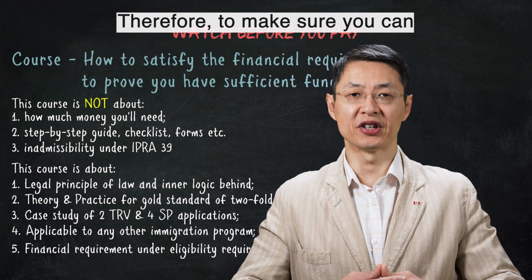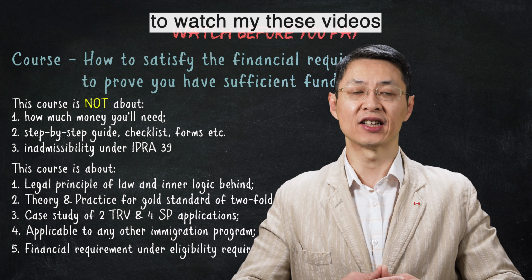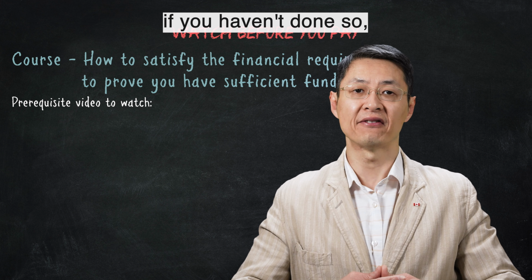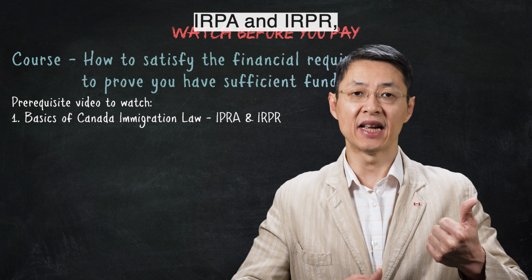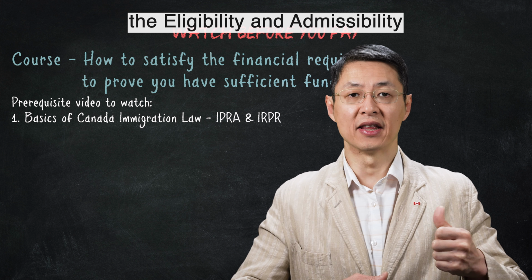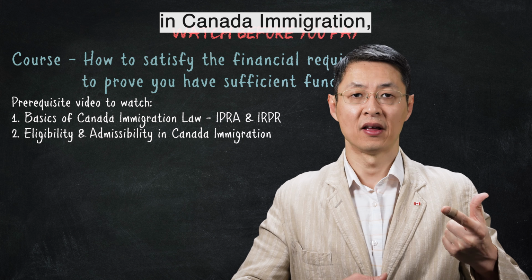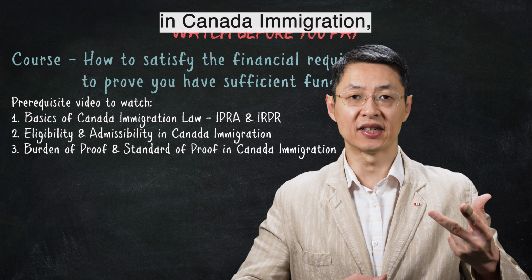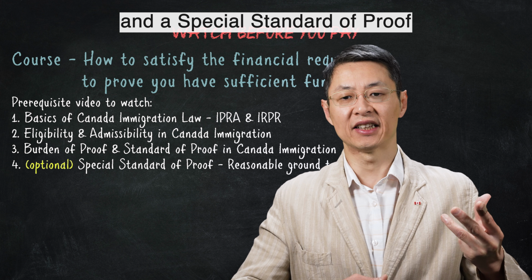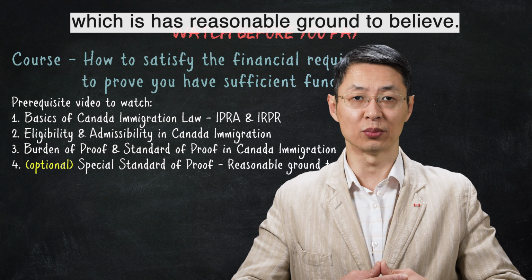Therefore, to make sure you can completely understand this course, you would need to first watch these videos if you haven't done so. The basics of Canada immigration law, IRPA and IRPR. The eligibility and admissibility in Canada immigration. The burden of proof and standard of proof in Canada immigration. And a special standard of proof in Canada immigration, which is reasonable grounds to believe.